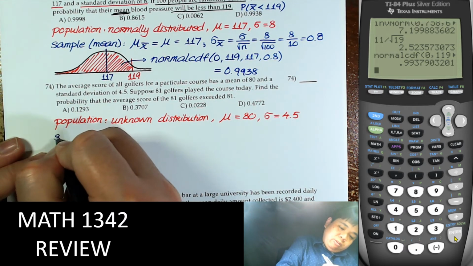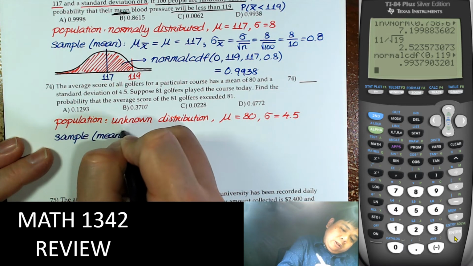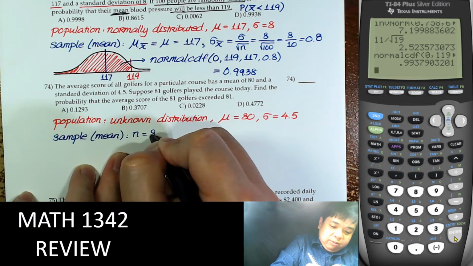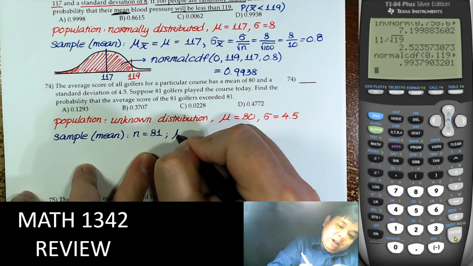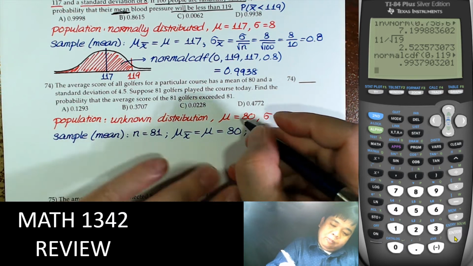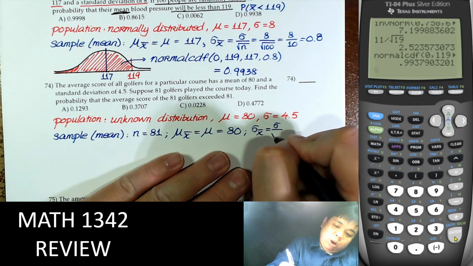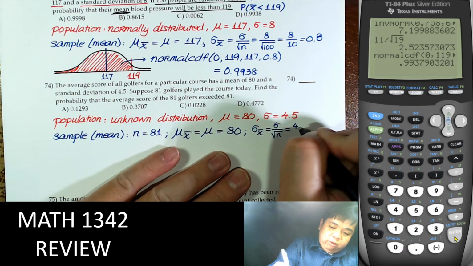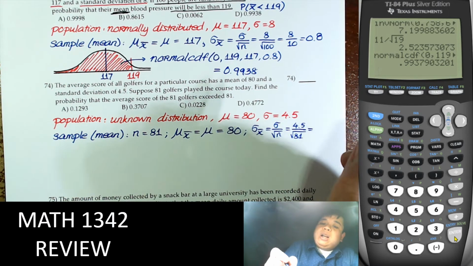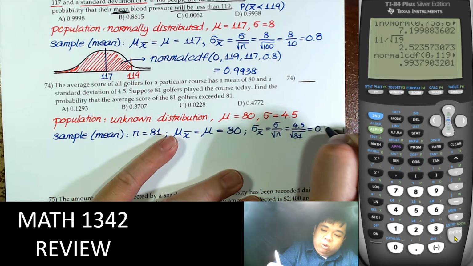Now onto the sample mean. We have n, there are 81 of them. The mean of the sample mean will be the same as the mean of the population. And the standard deviation of the sample mean is the standard deviation divided by the square root of n. So 4.5 divided by the square root of 81. The square root of 81 is 9. 4.5 divided by 9 is 0.5.